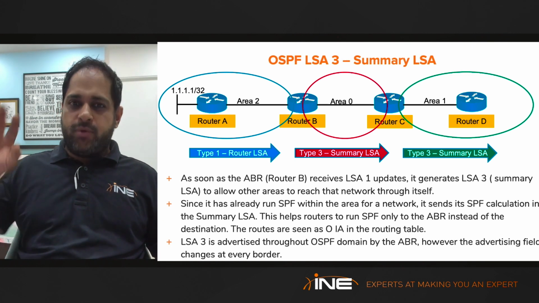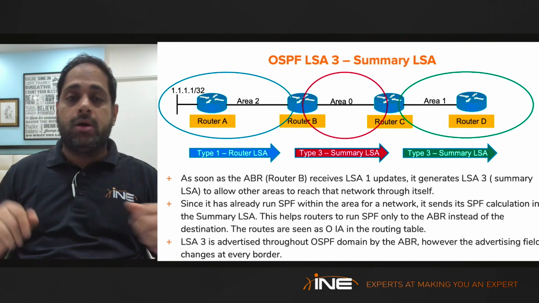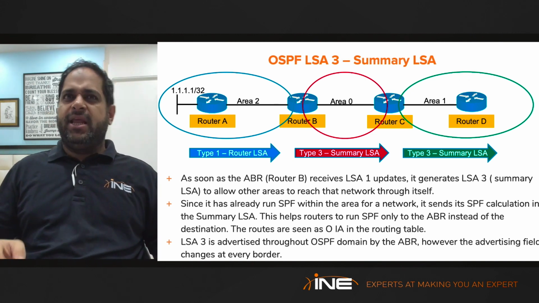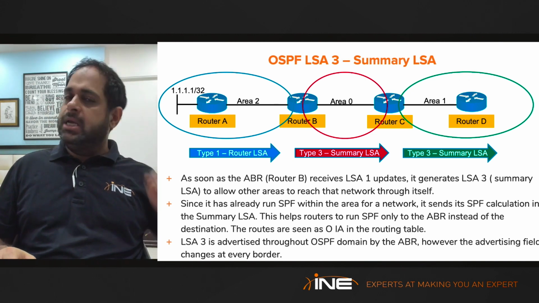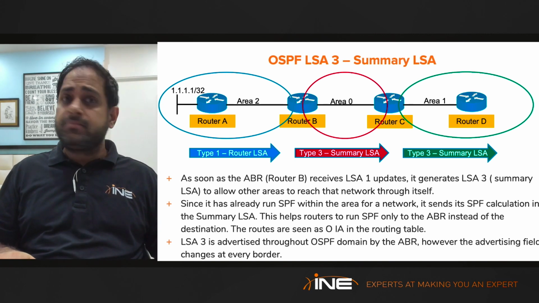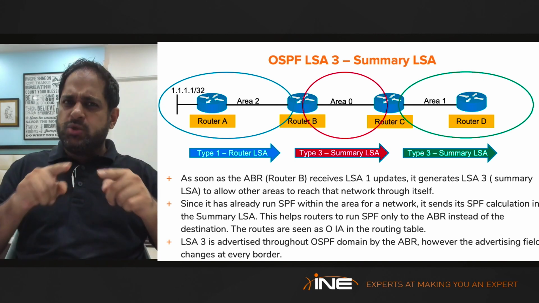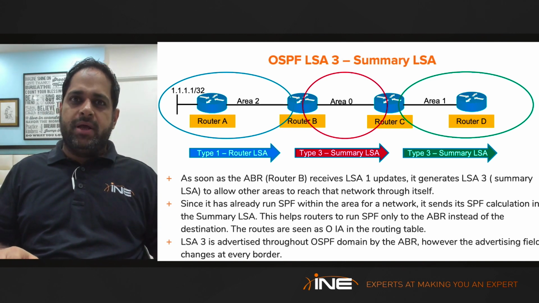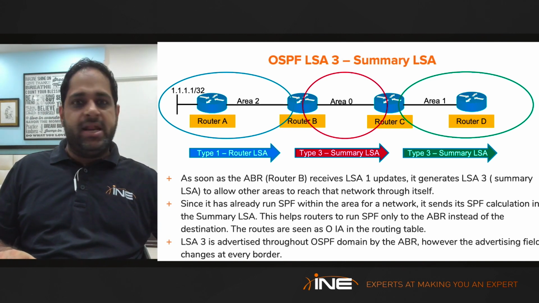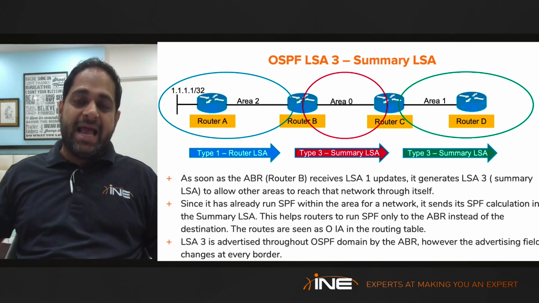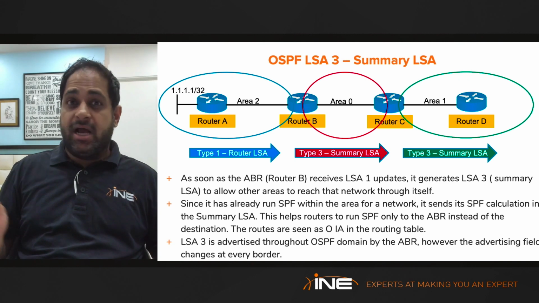So think of area 1 as maybe New York, and I am router D. I am sitting in my house and I need to reach Las Vegas, which is maybe area 2. I need to reach there. If this was one single area, I would see the advertising router as router A and not router C, because in single area, everybody needs to maintain the exact same copy of the database. It can't change.